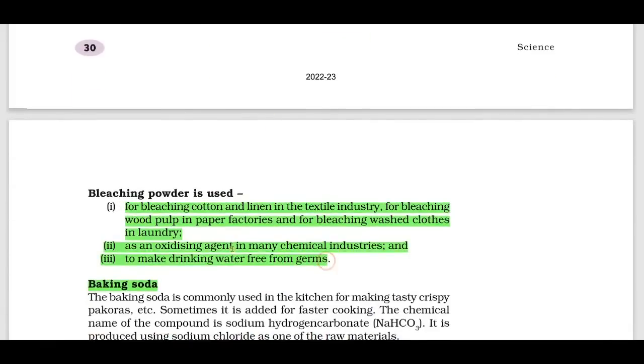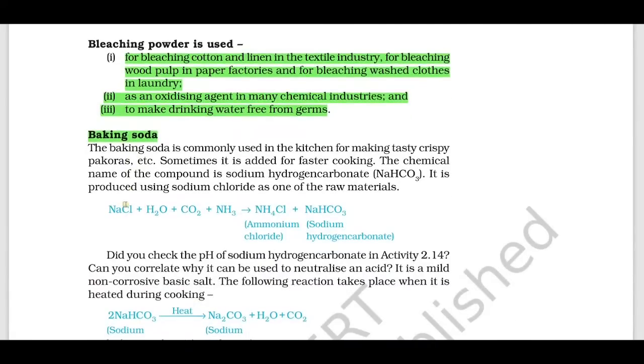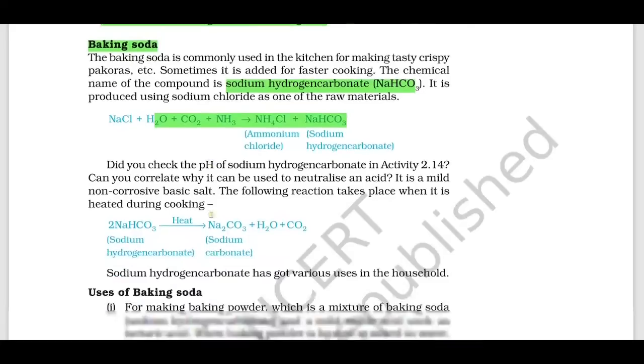Uses, you can read it for 2 marks. Baking soda. How baking soda is prepared? The baking soda is commonly used in the kitchen for making tasty, crispy food. Right? What is the compound? What is the name of the baking soda? Sodium hydrogen carbonate. It is produced by using sodium chloride as one of the raw materials. NaCl plus H2O plus CO2 plus NH3 gives NH4Cl plus NaHCO3, sodium hydrogen carbonate, which is baking soda.